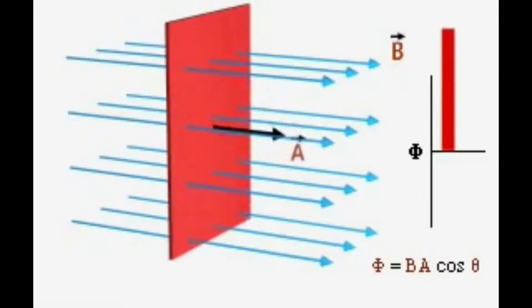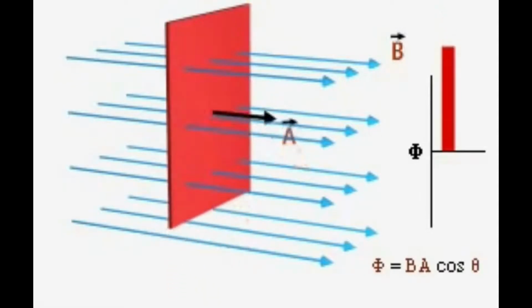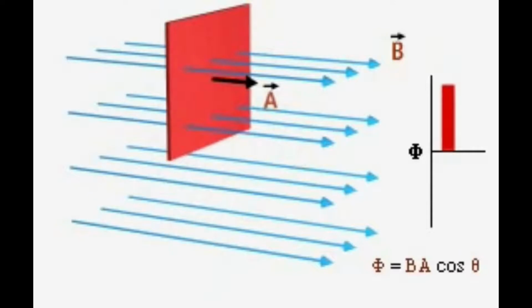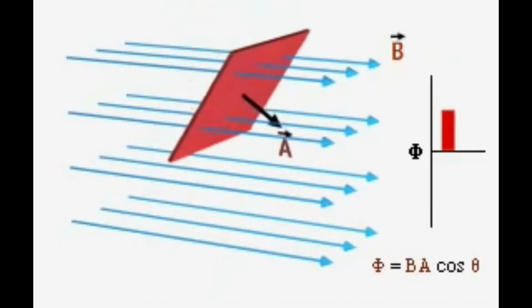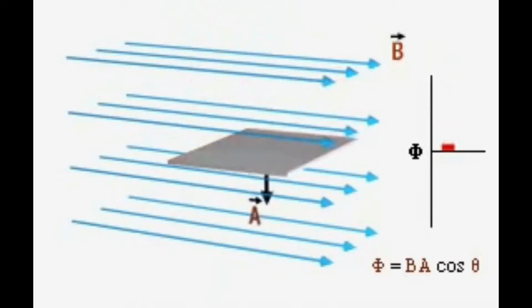Now, if the square were larger, if it had a larger area, then obviously more field lines would pass through. But on the other hand, if you tilted the sheet of paper, fewer field lines would pass through. We can quantify the angle of orientation by drawing a line that is perpendicular to the plane of the paper.